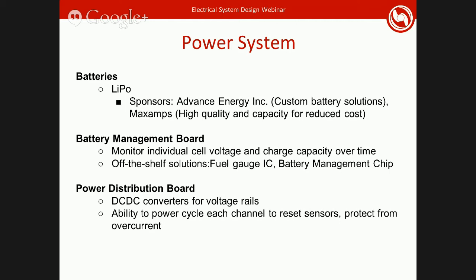For our power distribution board, it basically takes in the input from our batteries. It'll use DC-DCs to create the voltage rails for various sensors: 24, 12, and 5 volts.